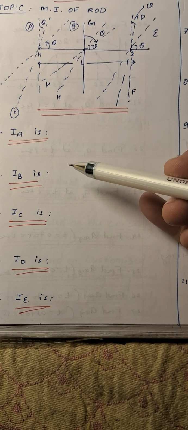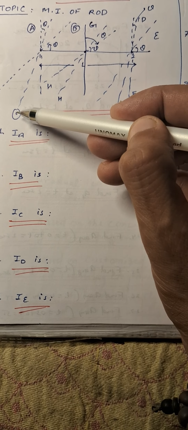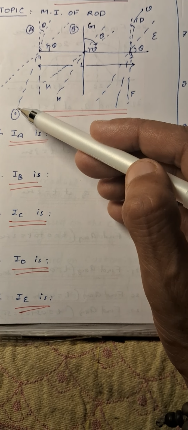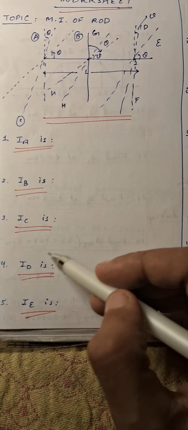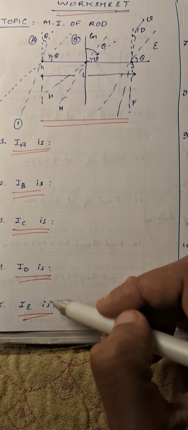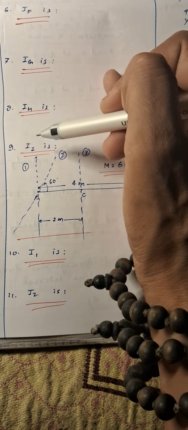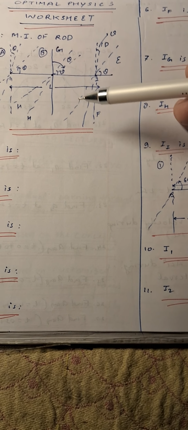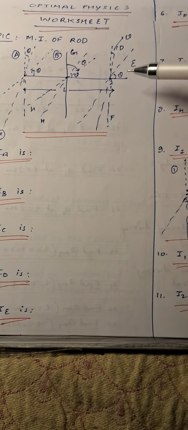Next you need to find moment of inertia about axis C, which is this one. Points are marked against the axis so that you can analyze graphically which axis is being given to you. Then you need to find moment of inertia about axis D, then axis E, then axis F, G, H and I. So it's a set of 9 questions which enables you to find moment of inertia about different possible axes for a particular rod. So just attempt these.